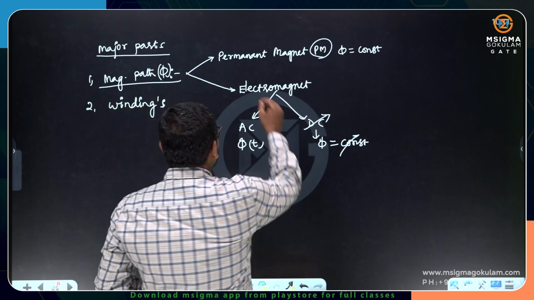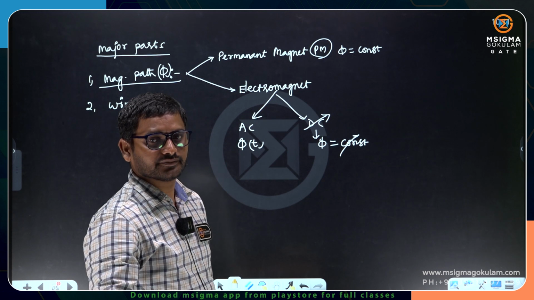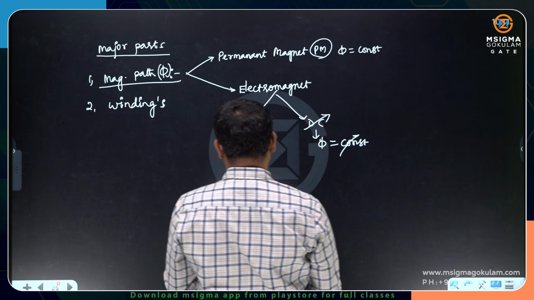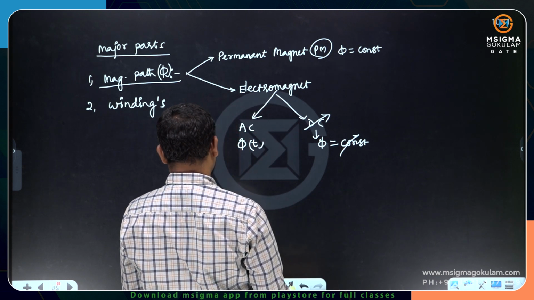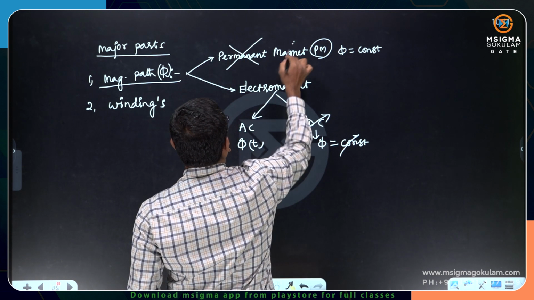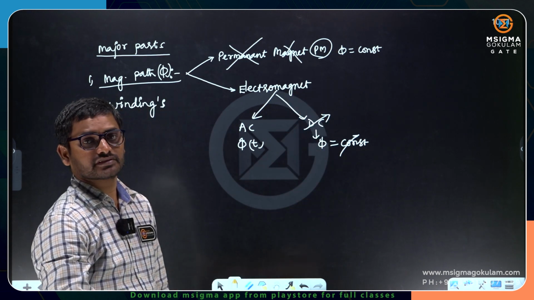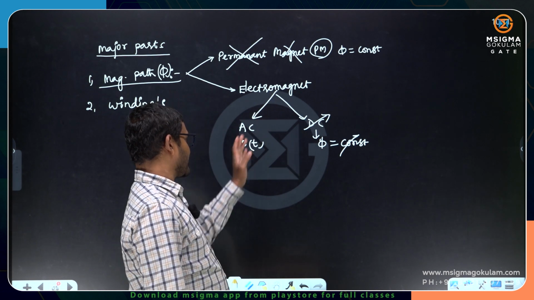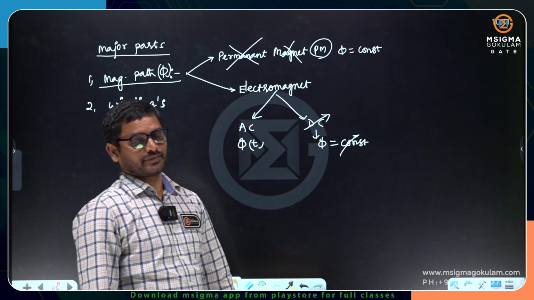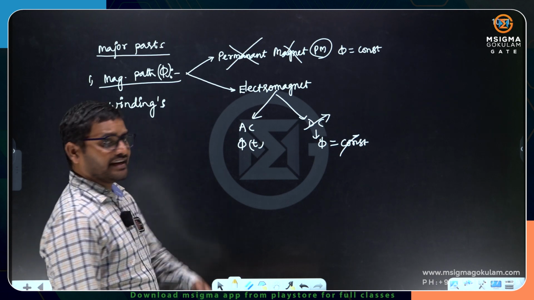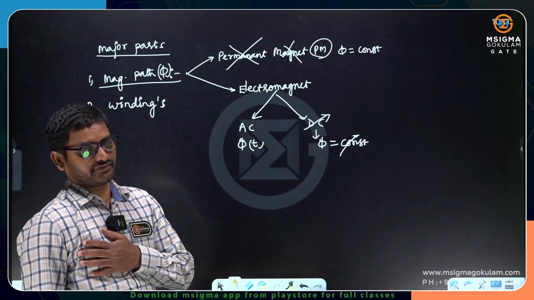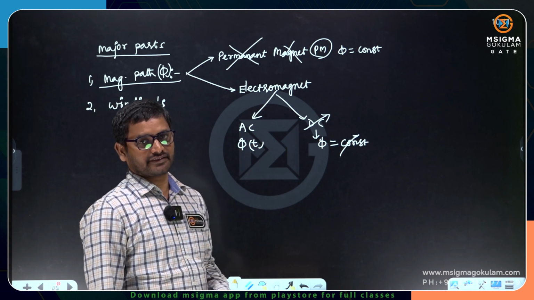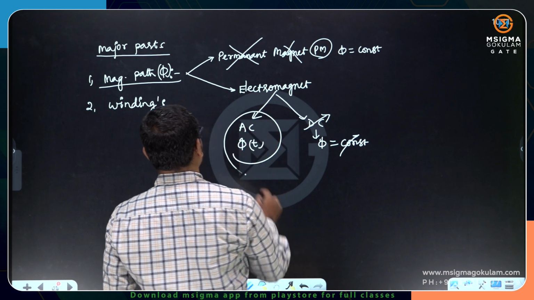That's the reason why we don't prefer permanent magnets in any instruments. We always use electromagnets, which can be energized with AC or DC supply. We need a time varying magnetic field to produce an EMF. To produce EMF, we take a time varying magnetic field, that is, AC excitation.